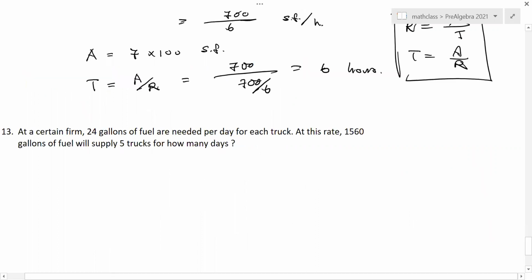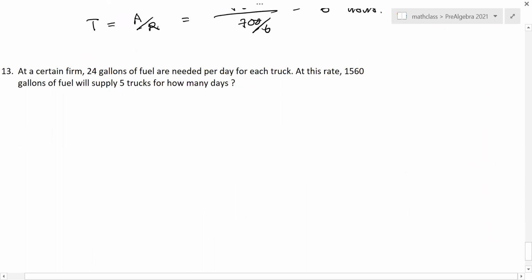All right, the next one. At a certain firm, 24 gallons of fuel are needed per day for each truck. At this rate, 1,560 gallons of fuel will supply 5 trucks for how many days? For how many days? I'll give you 1 minute.